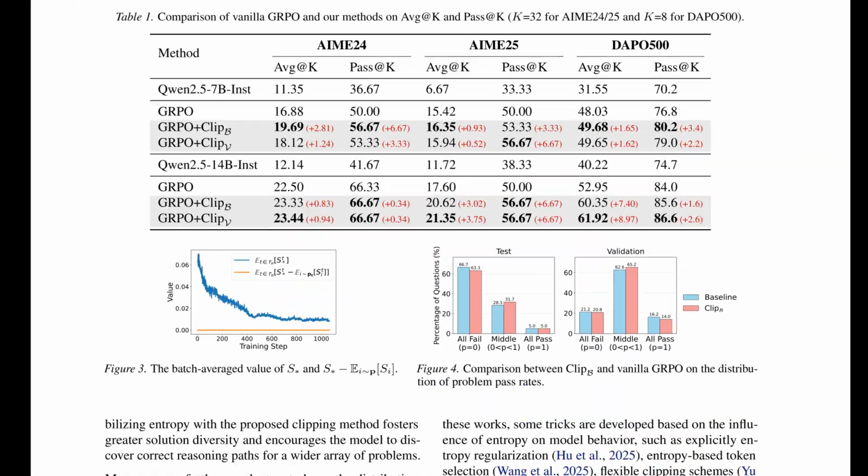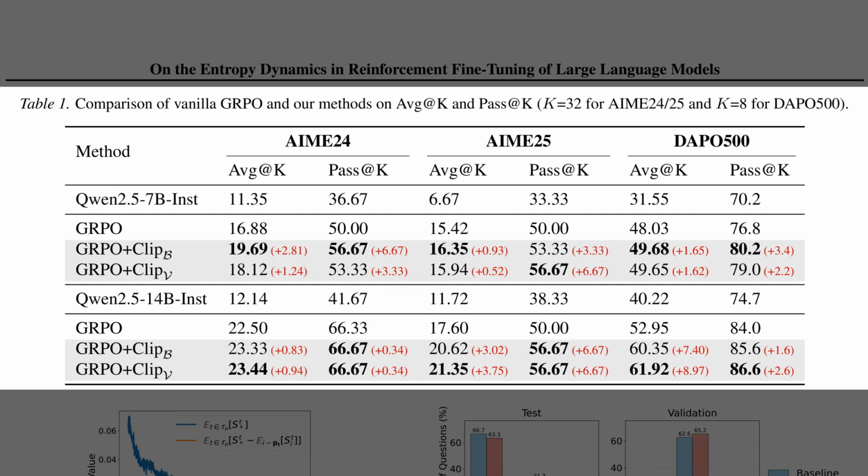So, now that we've seen how these methods stabilize entropy, Table 1 reveals the impact on actual performance. Here, the authors compare their clipping techniques against vanilla group relative policy optimization across 3 benchmarks, AIME24, AIME25, and DAPO 500. Looking at the Qwen 2.5 7B model section, we see a clear lift.